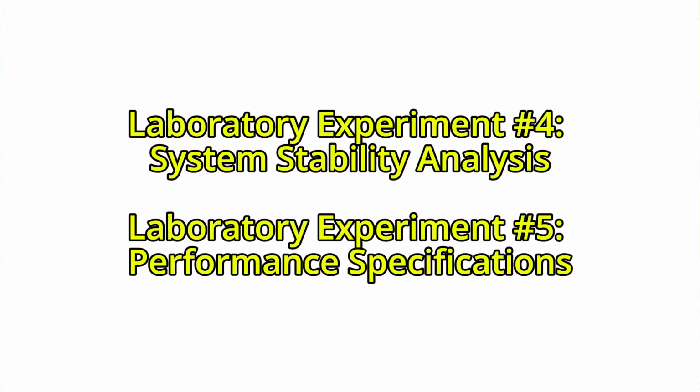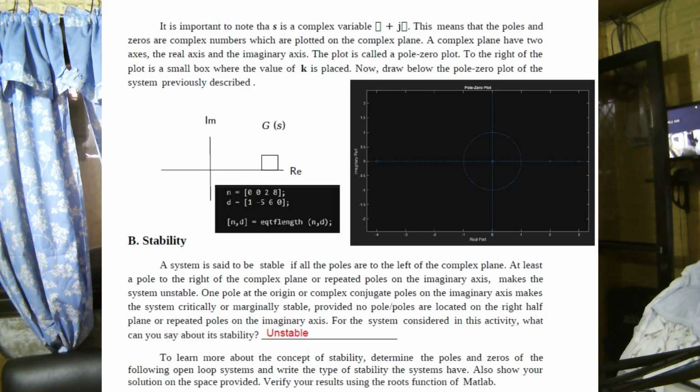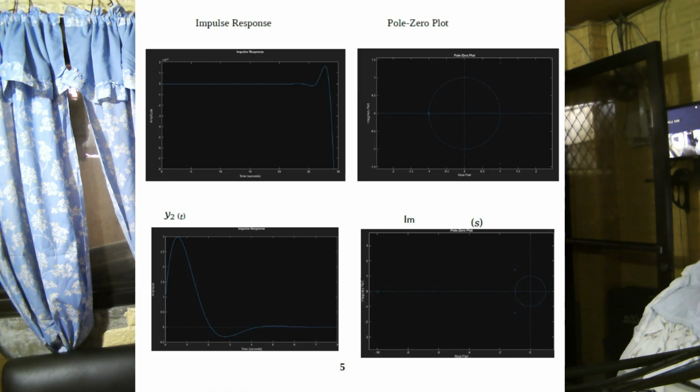Moving forward to labs 4 and 5, which involve system stability and pole-zero analysis, stability became the next big theme. I learned that the location of poles in the s-plane determines whether a system is stable, unstable, or critically stable. Through pole-zero plots and impulse responses, I saw how oscillations, decay, and growth emerge.